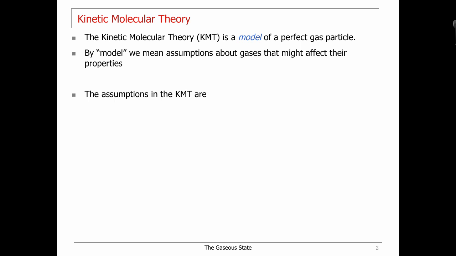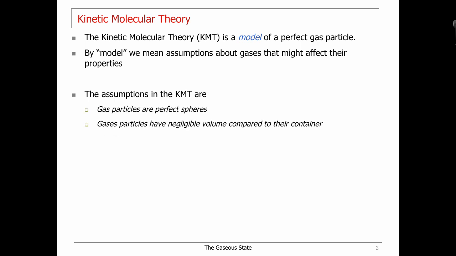So here are the assumptions that are made in the kinetic molecular theory. First off, gases are perfect spheres, meaning they're just perfectly spherical. They don't have any rough edges and stuff. We know that's not true. Just think about water. It's a bent molecule. But still, at the time, this was a really good approximation of how things behaved. Also, gases are very, very small, so their volume is negligible compared to their container.